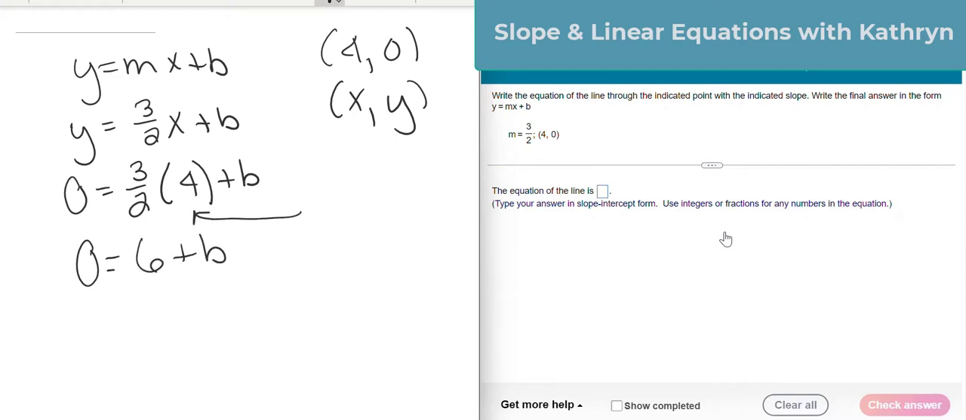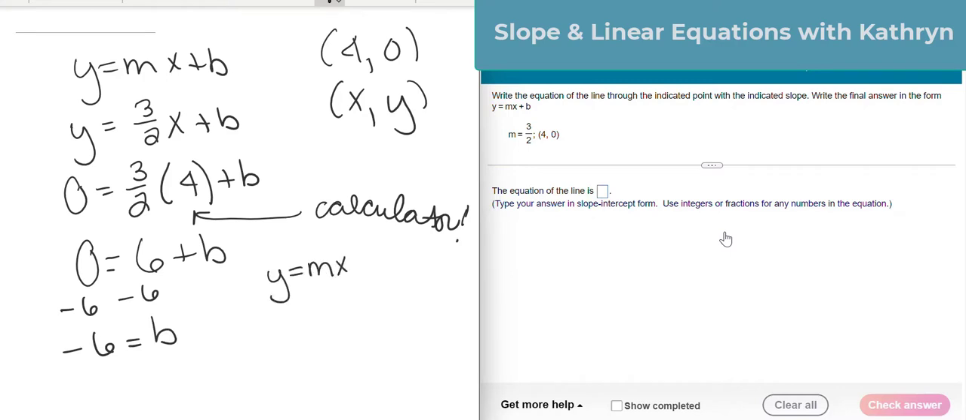I'll put a little arrow here, calculator, okay, and an exclamation point. Now I'm going to subtract 6 from both sides, so -6 is b. So we're going to rewrite y equals mx plus b. Now we know the slope because they gave it to us, that's 3/2. And now we know the y-intercept, which is -6.